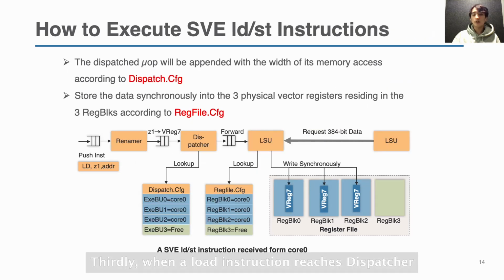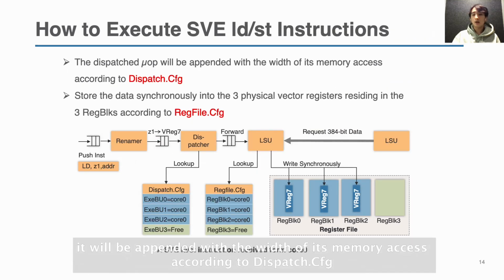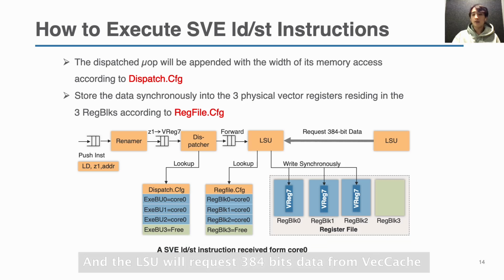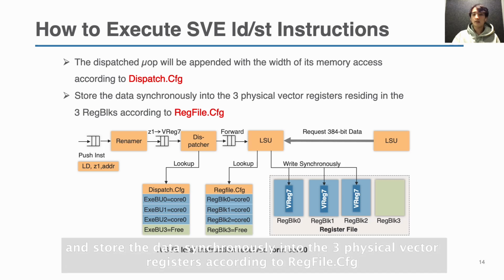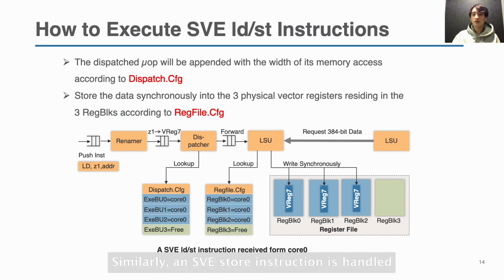Thirdly, when a load instruction reaches the dispatcher, it will append it with the width of its memory access according to the dispatcher config table, and the LSU will request 384 bits of data from the vector cache and store the data synchronously into 3 physical vector registers according to the reg file config table. Similarly, the SVE store instruction is handled.